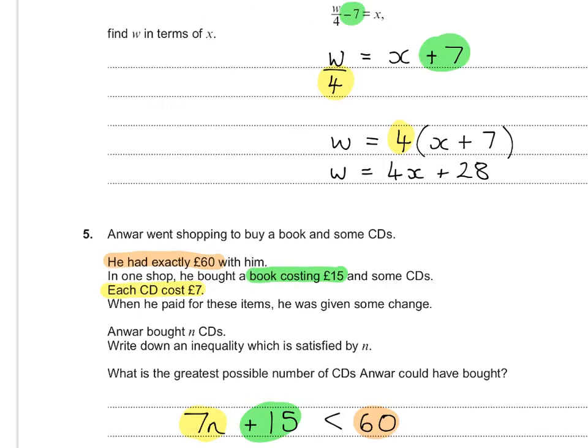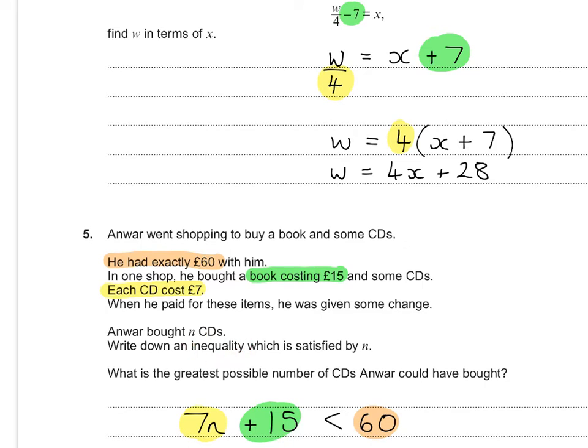This one says, Anwar went shopping to buy a book and some CDs. He had exactly £60 with him. In one shop, he bought a book costing £15 and some CDs. So we don't know how many CDs he bought. Each CD cost £7, and he paid for these items, and he was given some change. So he definitely has some money. Anwar bought N CDs. Write down an inequality.